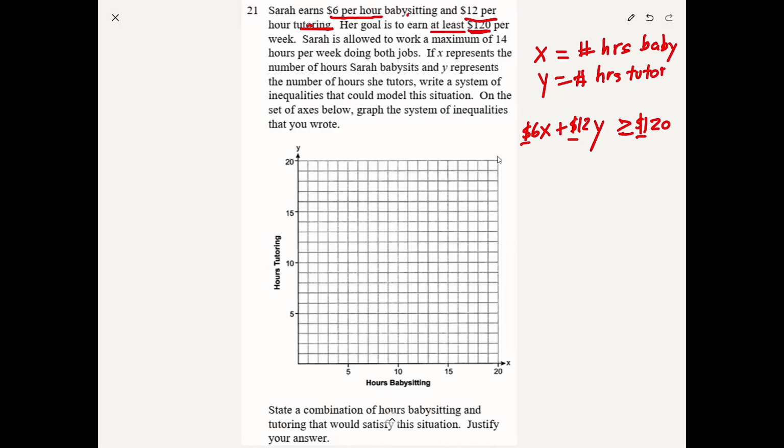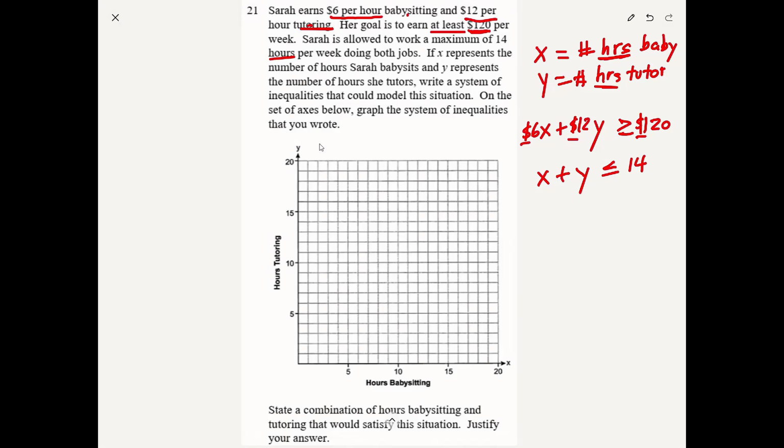Now, I need one more inequality. The units for the X is hours, the units for the Y is hours. So this number also has hours. So that means the number of hours that I babysit plus the number of hours that I tutor has to be less than or equal to 14. And the reason I say less than or equal to is I can't go over 14 hours. I can't work more than 14. If I work more than 14, I'm going to get in trouble. So I go up to 14, but not more than that. So now I got my two linear inequalities system, and now I'm going to graph it.